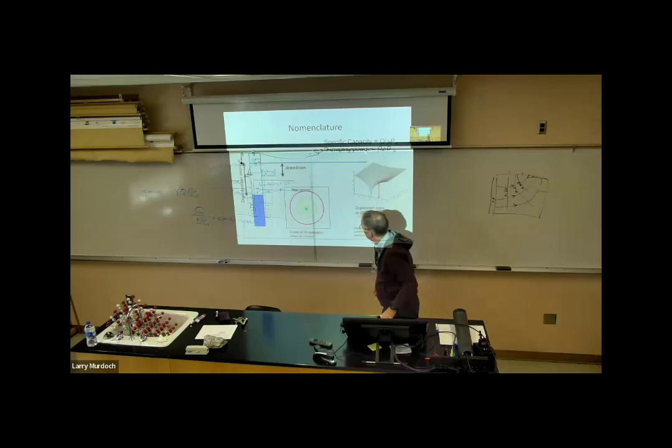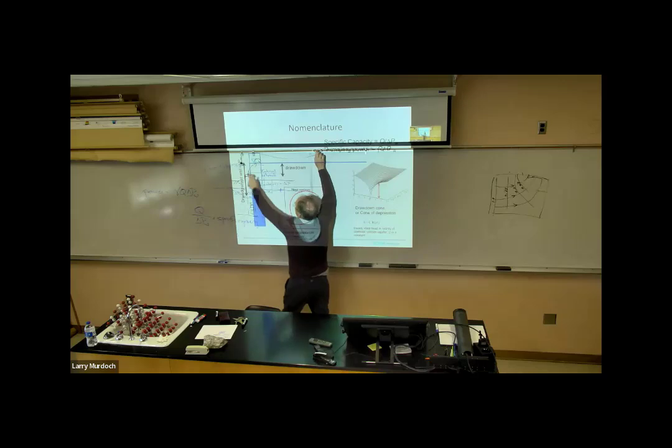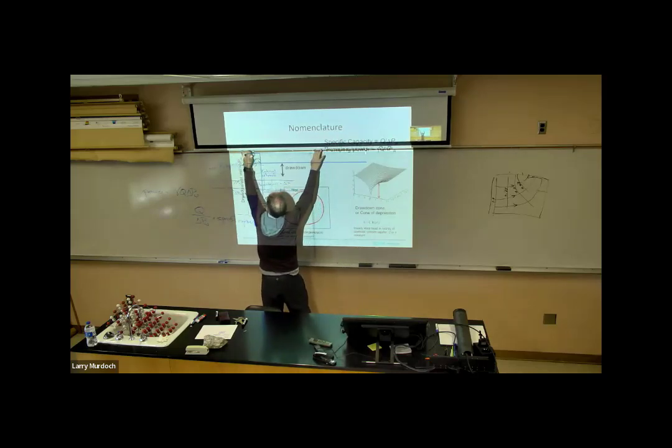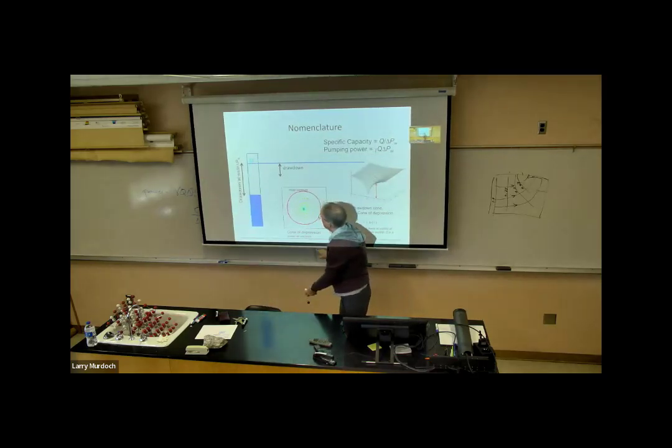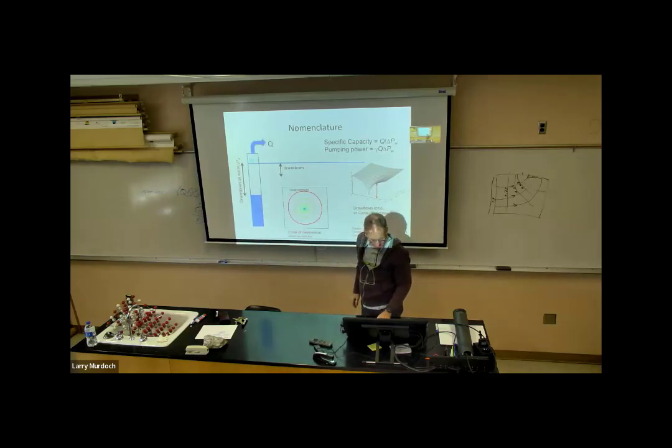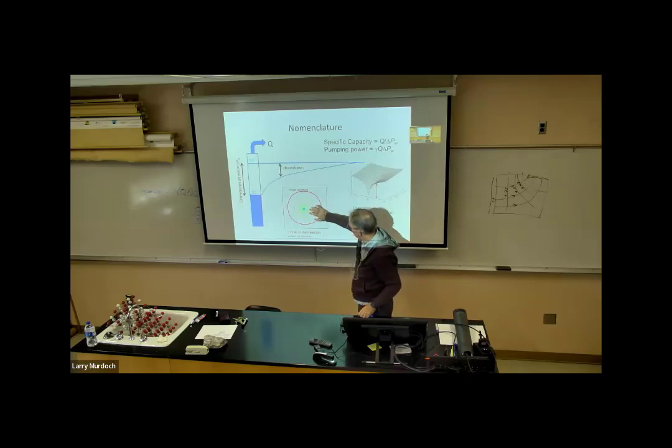Okay, so here is a function of the radius of influence. One thing too that I have here is a contour map in plan view. And this shows the cone of depression.